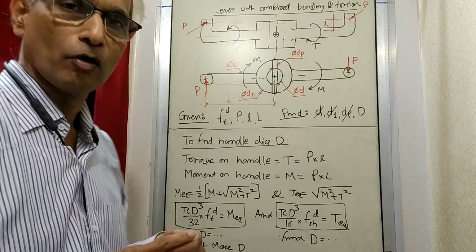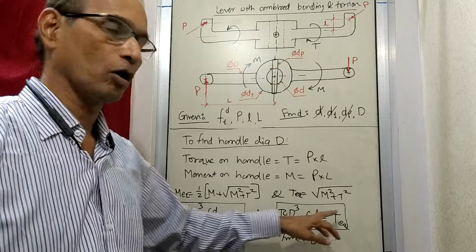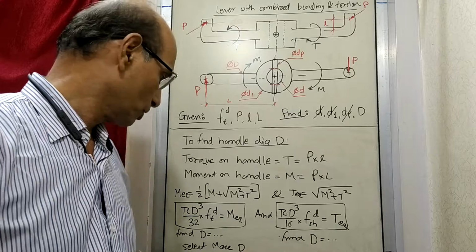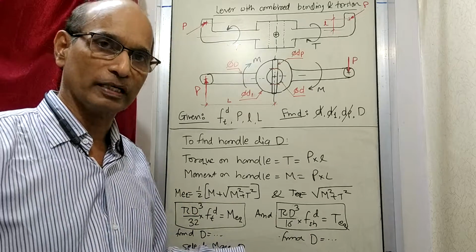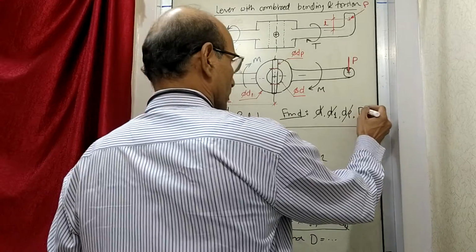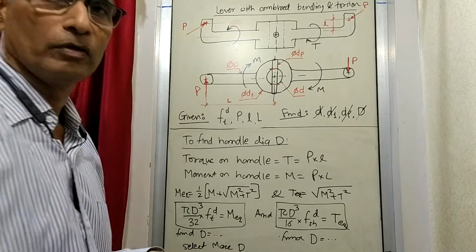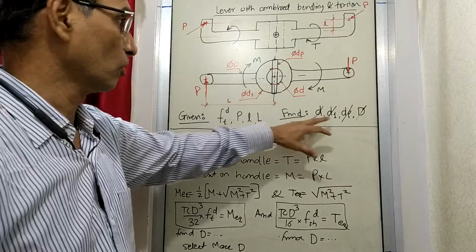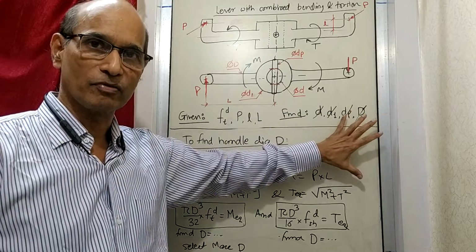So by moment equivalent we have found our diameter, by torque equivalent we have found a diameter, and whichever is the maximum, that value we have selected for the diameter here, and we got this. So now the lever is designed and we have found out all the sizes which were asked there.